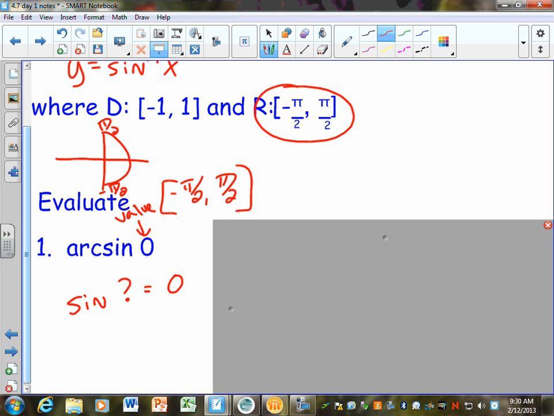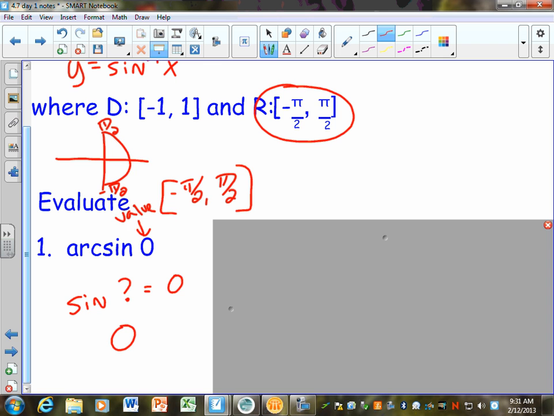Remember, sine is the y coordinate, right? So where's the y coordinate equal to 0? On the x-axis, right? And the only place on the x-axis that passes from negative pi halves to pi halves is 0 itself. So if you gave me an answer of pi, it would be wrong. Is sine 0 at pi? It is. But it doesn't fit within our restricted domain because it doesn't pass the horizontal line test. So the only answer here is 0.